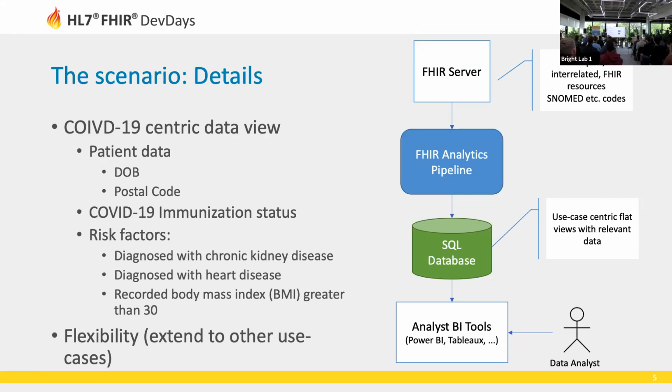Firstly, move the data from the FHIR server into an SQL database, and then also hopefully simplify the data in such a way that it has only relevant information and the data analyst can work with it. We'll call this simplified data our use case-centric view on the data. In our case, we will be using data such as some patient data, so maybe postal code, birth date, and then whether they have been immunized for COVID-19, and also some of the factors that are known to contribute to severity of COVID-19 disease, so maybe having heart disease or being obese. So these are the things that we'd like to include in our use case-centric view.